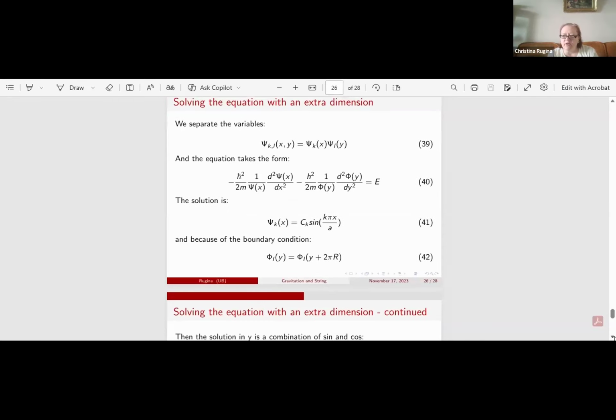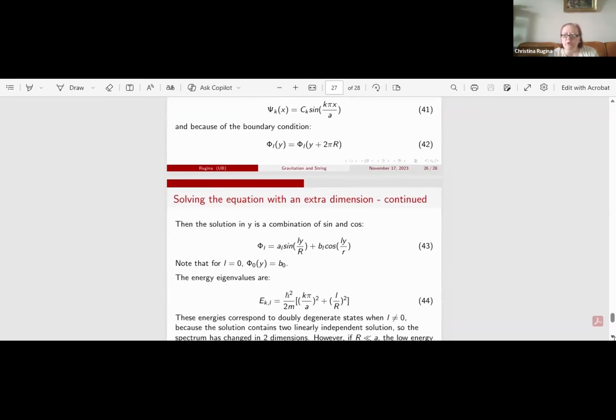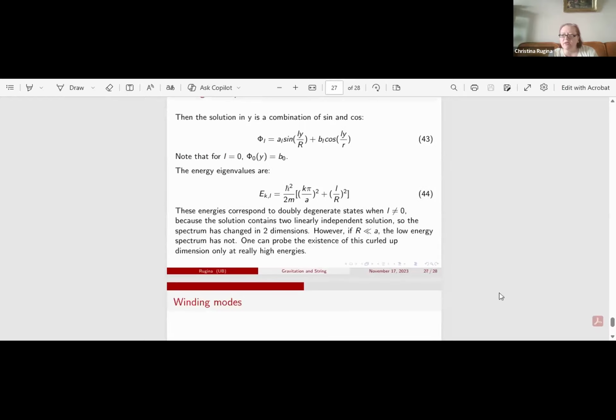And we are very close to finishing, so I finished the slides, which is good. So the solution of phi is like that, a combination of sine and cosine with energy eigenvalues like that. These energies correspond to doubly degenerate states when L is different than 0. Because the solution contains two linearly independent solutions, the spectrum has changed now to 2 dimensions. Now you have two quantum numbers. You have the K quantum number and the L quantum number.